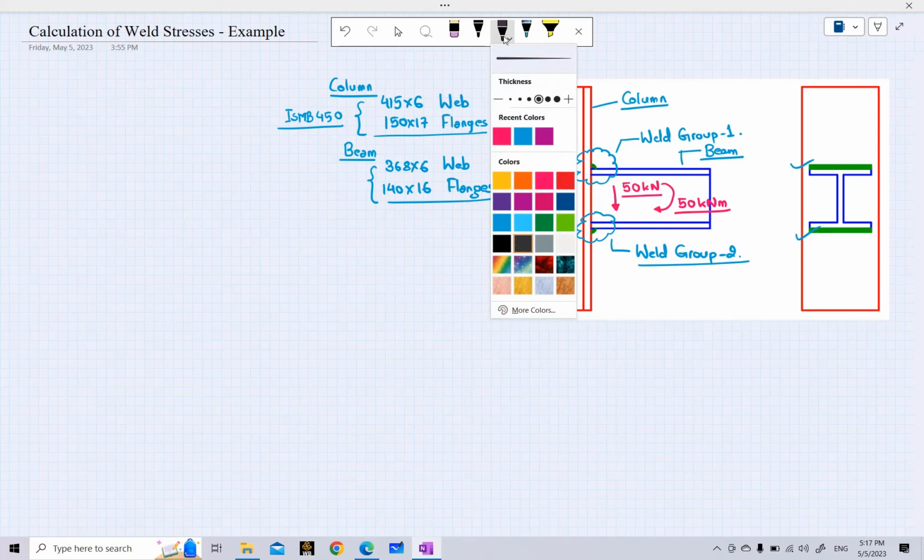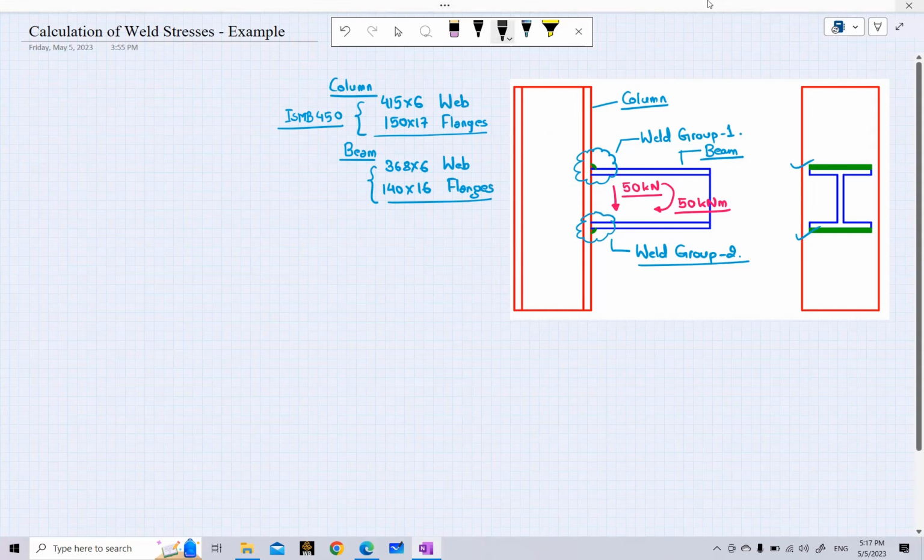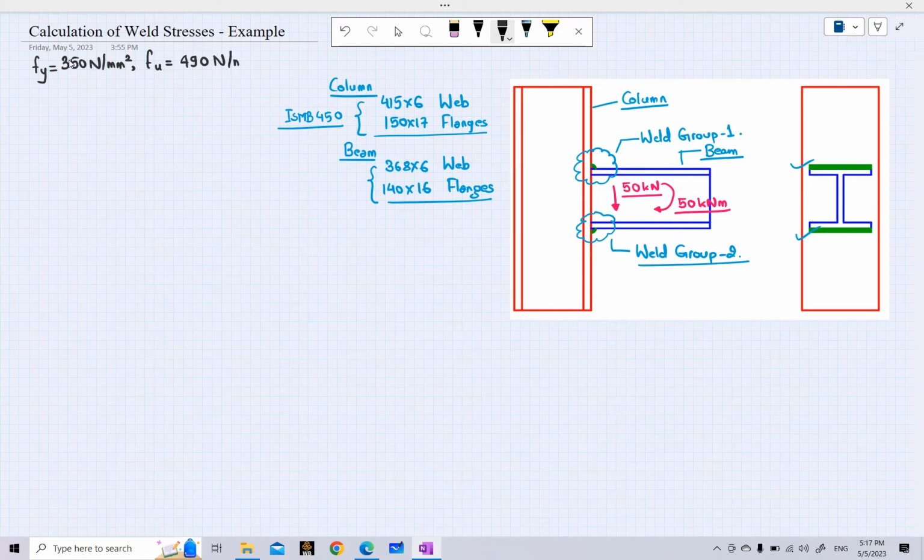Before beginning with the calculation of stresses, let us assume the material that we are using has a yield stress of, okay, let us suppose that the yield stress of the material of this beam, column and weld is 350 Newton per mm square, so that the ultimate stress is 490 Newton per millimeter squared. Let us suppose these are the grade of the material that we will be using.